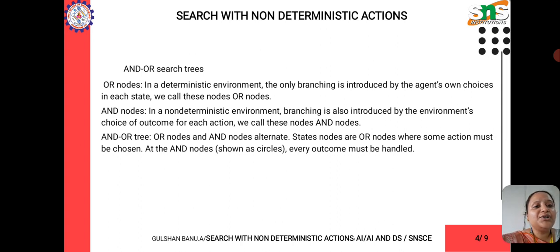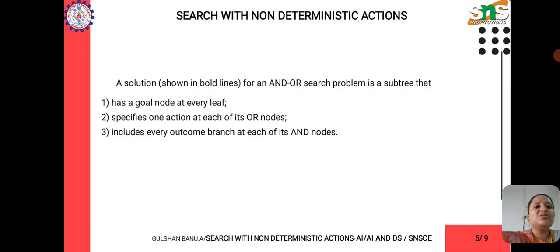Okay, in this AND-OR tree, OR nodes and AND nodes alternate: at the OR nodes some action must be chosen, and at the AND nodes every outcome must be handled, and how it should be handled in an effective manner. Okay, now we will see the solution that is being implemented with it. Now we have a goal node at every leaf node. We will have one specific action implemented at each OR node. It includes every outcome, and that every outcome is denoted with the AND node.